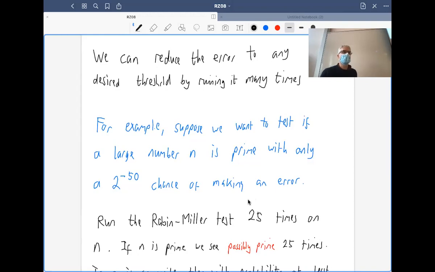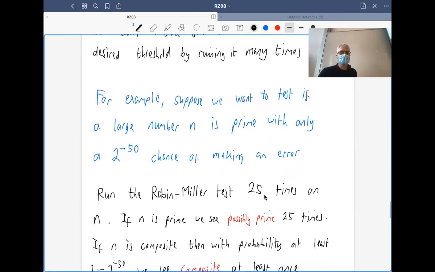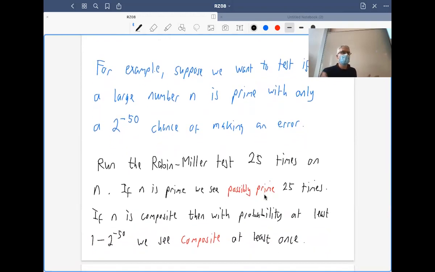Well, we've got a 1/4 probability of an error from one run of the algorithm. If we run the algorithm 25 times, then for the algorithm to be wrong, it would have to be wrong on all 25 of those runs. So the probability of that happening is 1/4 to the power of 25, or 1/2 to the power of 50. It's at most 1/2 to the power of 50. And running something 25 times is no big deal. It's an efficient algorithm. We can run it 25 times.